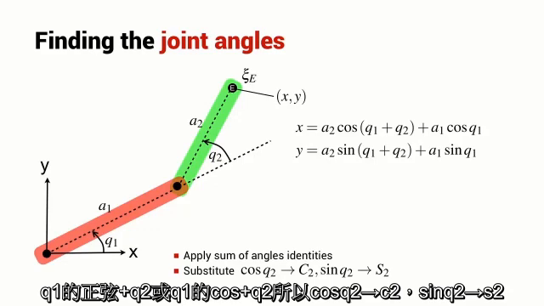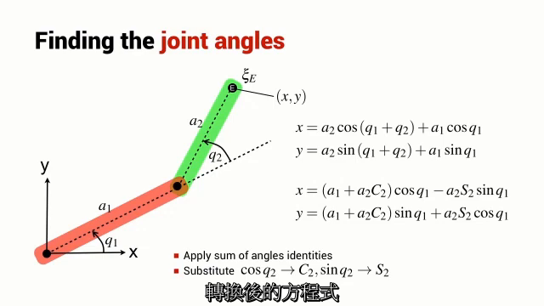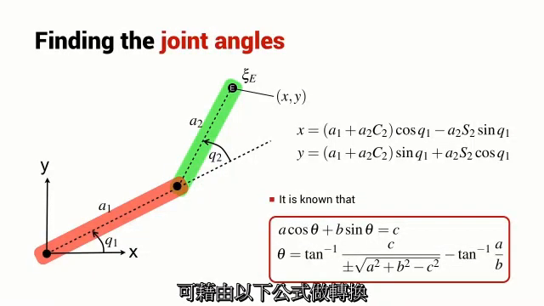So wherever I had cos Q2, I'm going to write C2. Wherever I had sine Q2, I'm going to write S2. It's a fairly common shorthand when people are looking at robot kinematic equations. And here are the equations after making those substitutions. Looking at these two equations, I can see that they fall into a very well-known form. And for that form, there is a very well-known solution.